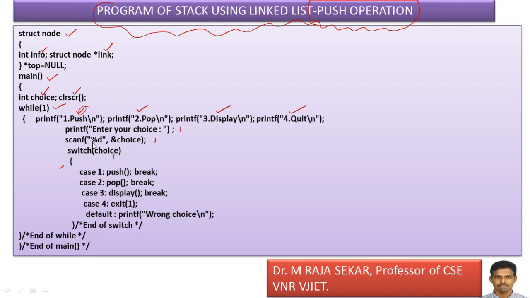Again all these options will be displayed, isn't it? Let me say I entered number 4. 4 means what? Quit. Switch choice is 4. Switch 4. Case 4. Case 4 means exit 1. Exit 1 means we will come out of this particular program.